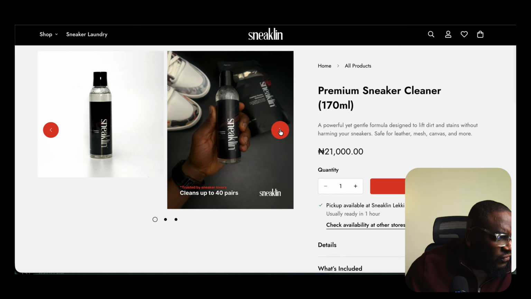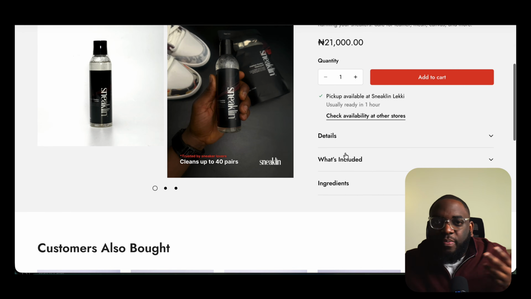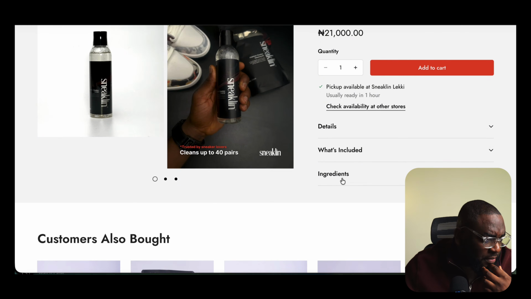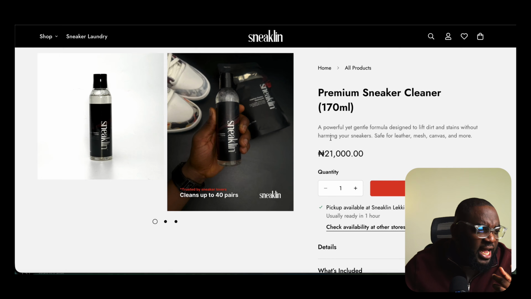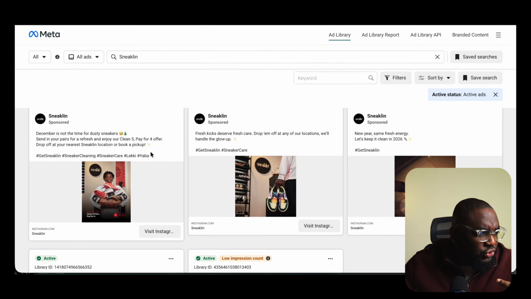To be fair, it cleans up to 40 pairs, trusted by sneaker lovers. So for that trusted by sneaker lovers, it would be good to put a number to it. So trusted by, let's say, 1,000 plus sneaker lovers. Okay, I'm not the only person, that sort of thing. But yeah, this is actually quite good, to be fair. But yes, the only issue I have is their ad library. I would probably run these ads to my shop, to my e-store directly. I'm not sure why they are running it to an Instagram profile. Obviously, they're trying to grow their following. I understand that.